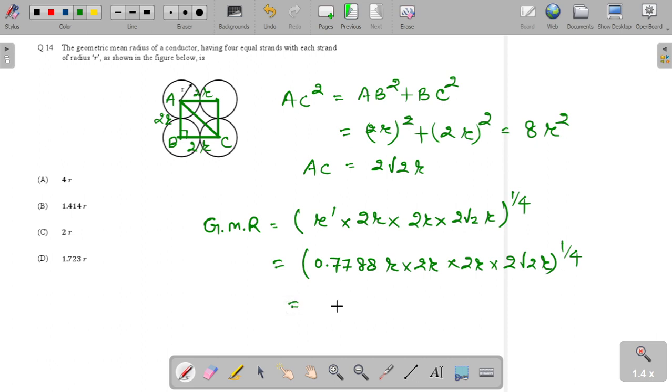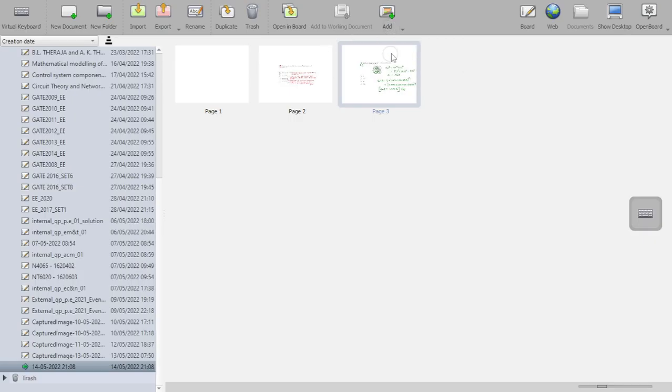After solving this, we will get the result, that is 1.723 r. So this is our right answer. GMR will be 1.723 r. So this was our question 2. Now coming to the next question, that is question number 3.